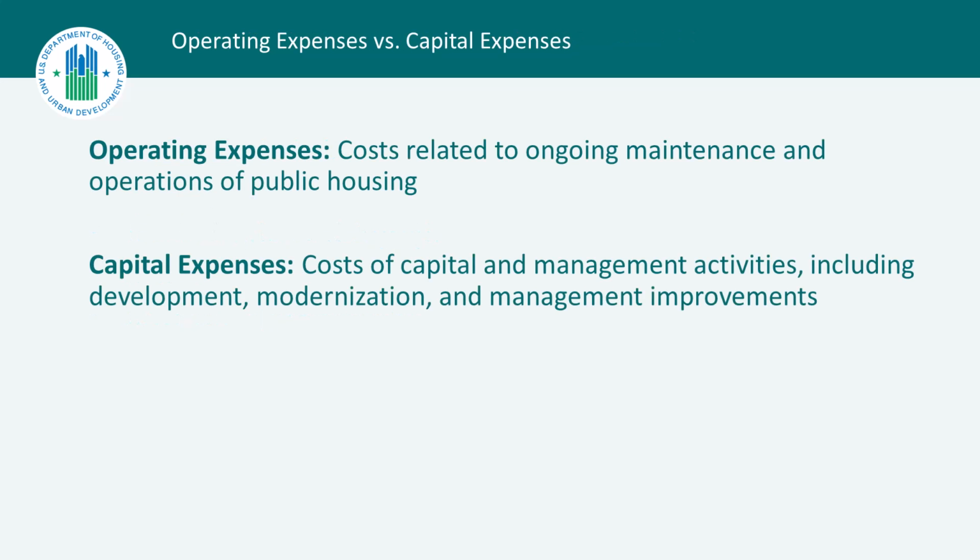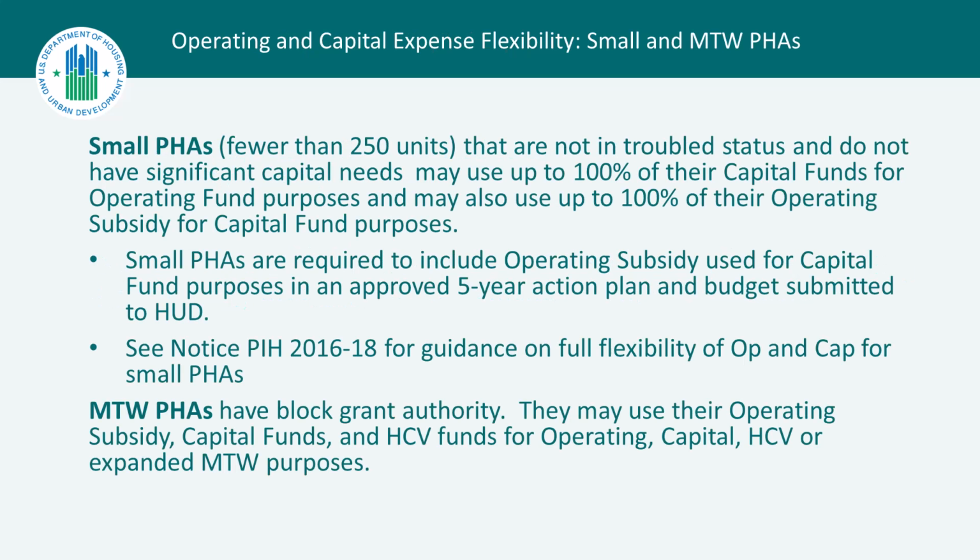Because public housing can receive 2 types of funding, operating and capital, this presentation reviews the differences between the eligible uses of both. Operating expenses are the costs related to the ongoing maintenance and operations of public housing. Capital expenses can be loosely defined as the costs of capital and management activities, including development, modernization, and management improvements. While there is a distinct separation between costs that can be paid for with either operating subsidy or capital funds, there is some flexibility around using these funds.